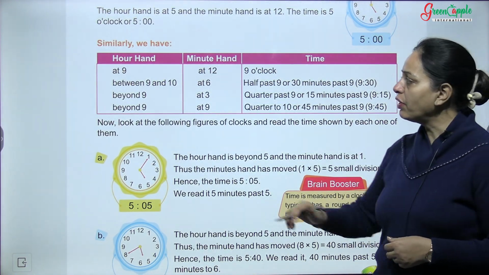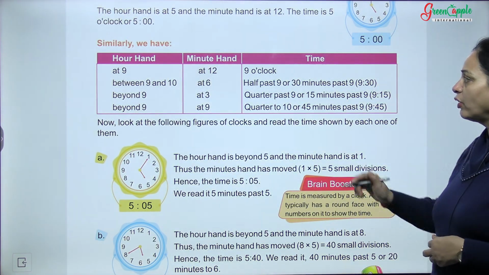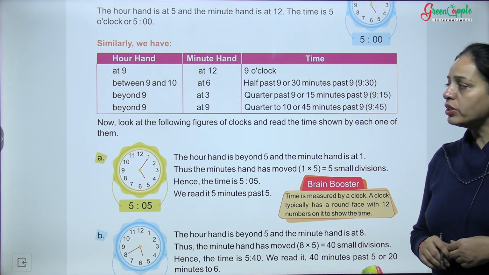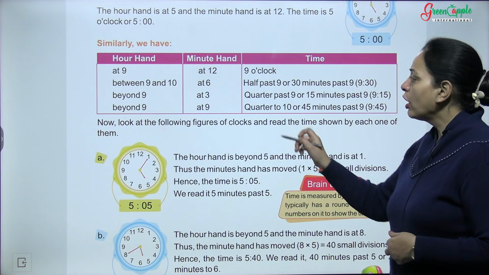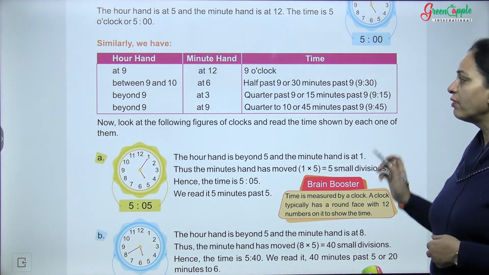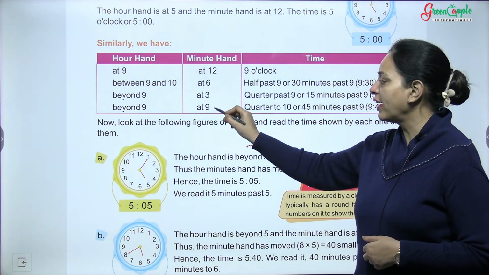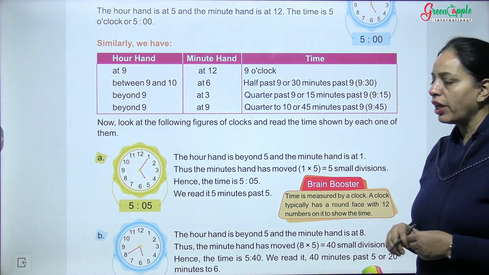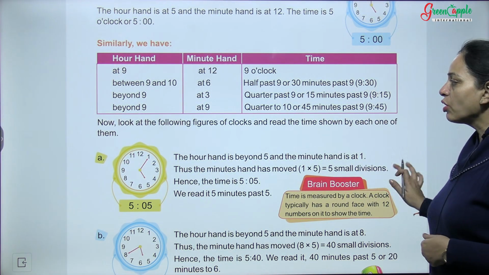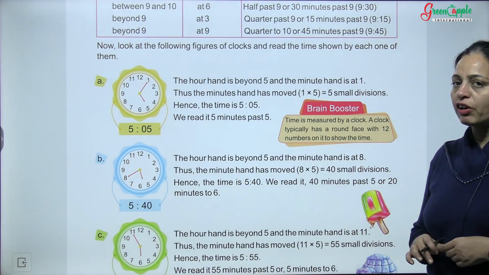Now it is between 9 and 10 and the minute hand is at 6. So half past 9 or 30 minutes past 9 means 9:30. Beyond 9 and at 3, quarter past 9 or 15 minutes past 9, 9:15. Now beyond 9 and the minute hand is at 9, so quarter to 10 or 45 minutes past 9, 9:45. So now look at these following figures of clocks and read the time shown by each one of them.